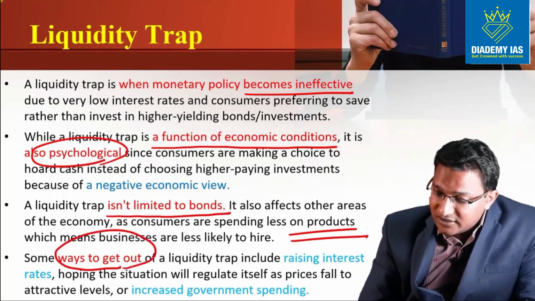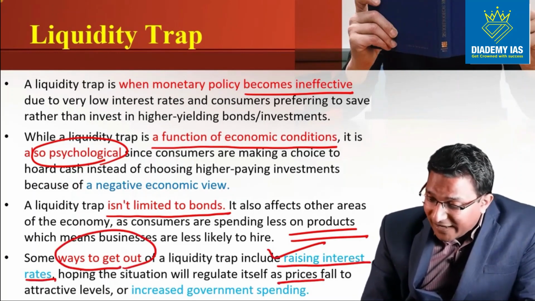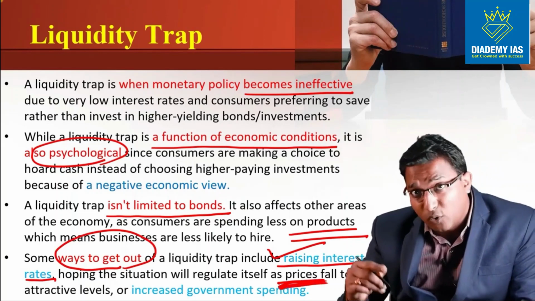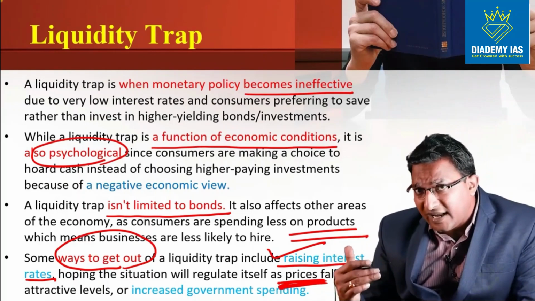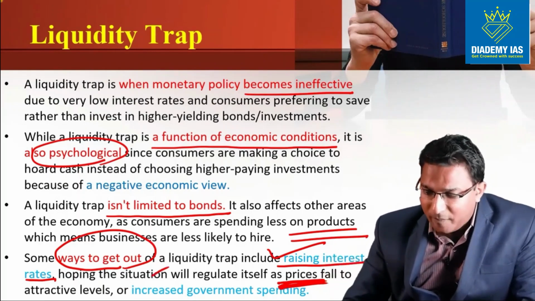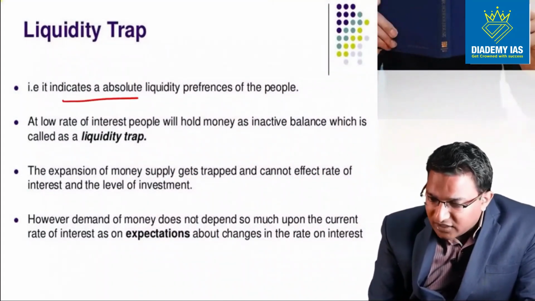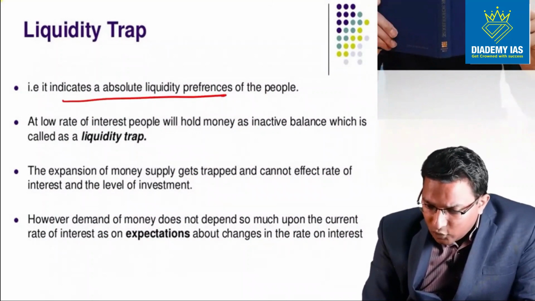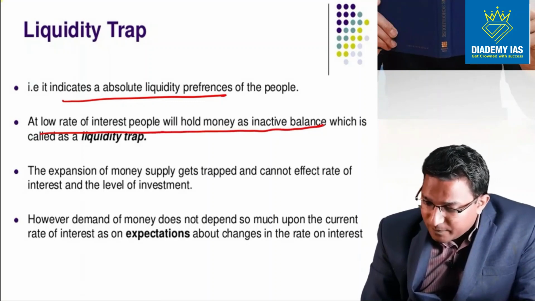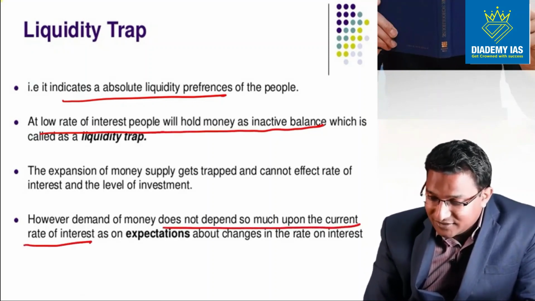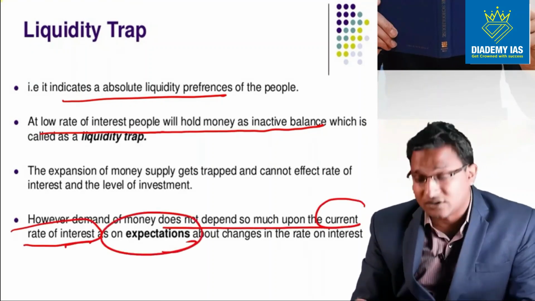What is the solution? The solution is to increase the interest rate. Definitely it has to be increased. And when the prices of bonds fall further, there will be a point where the investor, Mr. A, will like to buy it. And also increase the government spending. In a liquidity trap, there is an absolute liquidity preference, and at a low rate of interest, people will hold money as inactive balance. However, demand for money does not depend so much upon the current rate of interest. So the current low rate of interest is not actually impacting the demand, but the expectation or the psychology is impacting the demand.